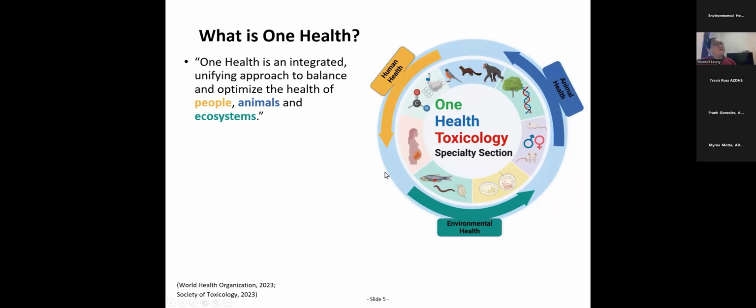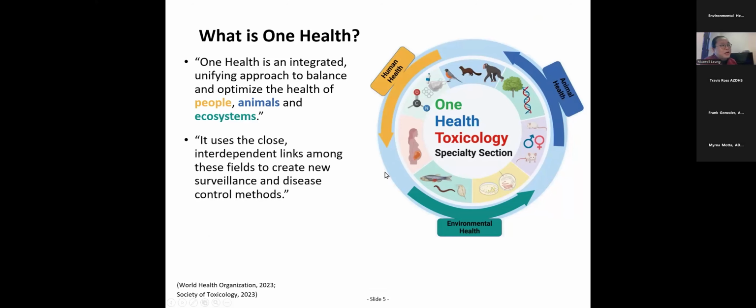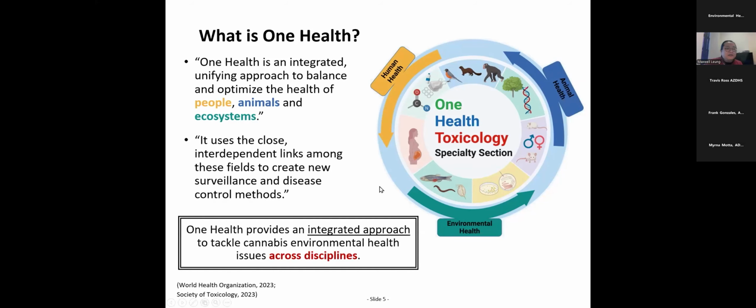And one of the strengths of using this approach is we leverage the close interdependent link among different fields to create new surveillance and disease control methods. So this is the approach that we are taking in the Cannabis One Health Lab at ASU. And the core principle, we try to use knowledge and research methods from different disciplines to tackle research questions related to cannabis and environmental health.